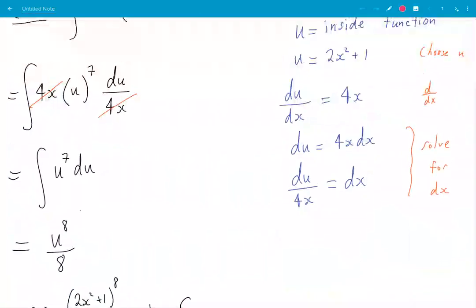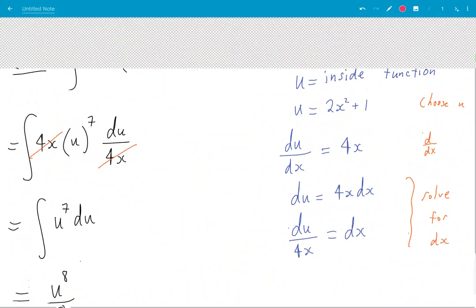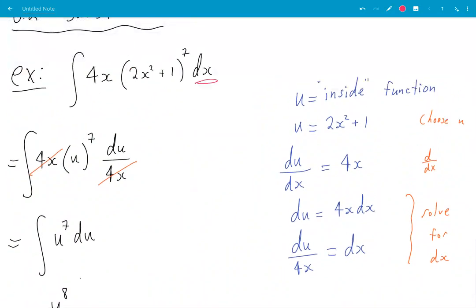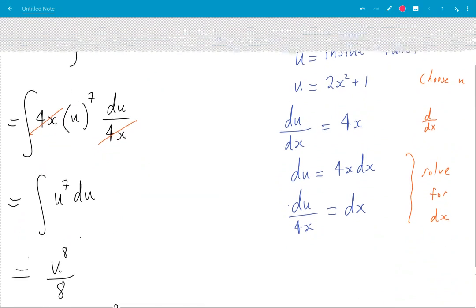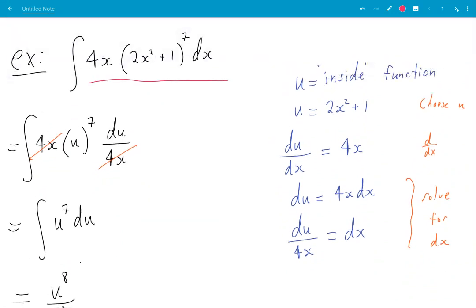Substitution, the method is you choose u. You take a derivative, and then you solve for dx. Dx goes in here, and this guy gets replaced with u. And what you've done is you've done a change of variables, we say. Okay. In terms of x, the integral is awful, but in terms of u, it is much nicer.